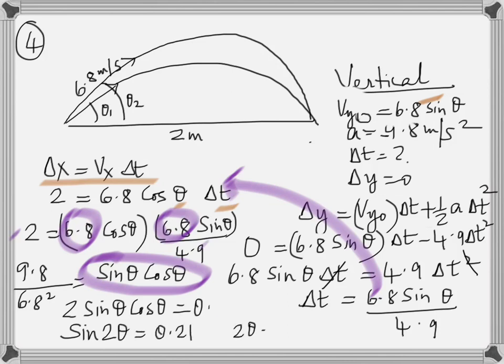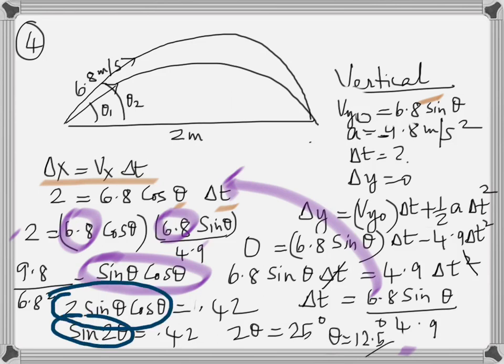It's not 0.84, that's a mistake. What I get is 0.42. So sine 2 theta is 0.42, 2 theta is the inverse of that, which gives 25 degrees, and therefore theta is 12.5 degrees. Now that's a mathematical identity which we have been using.